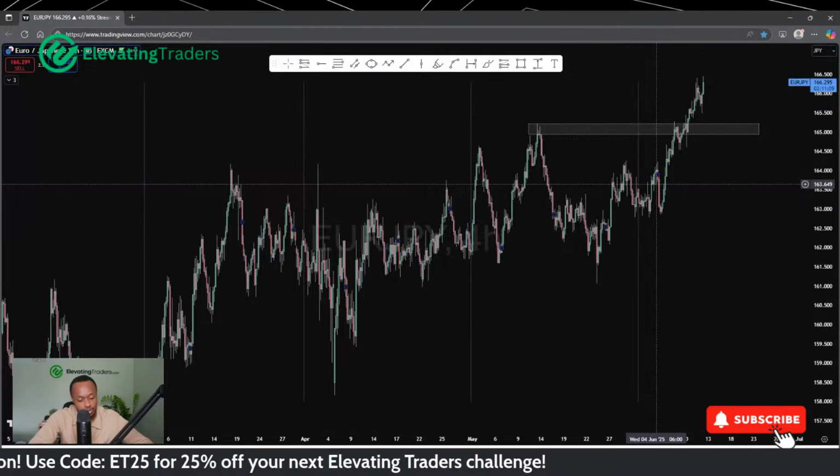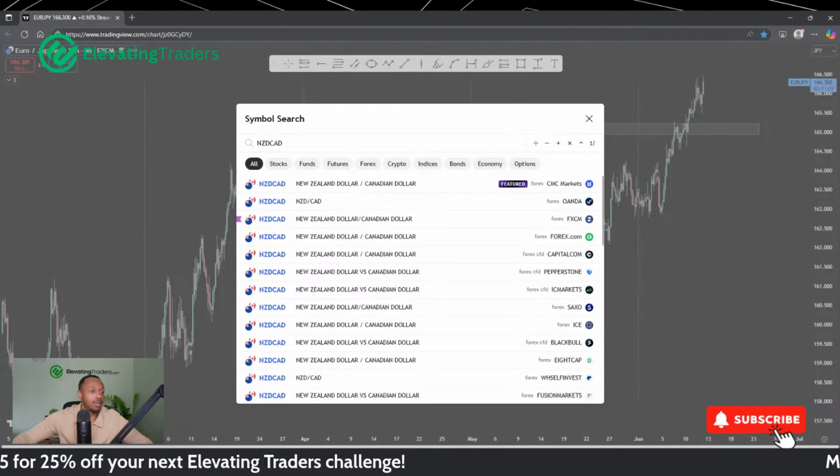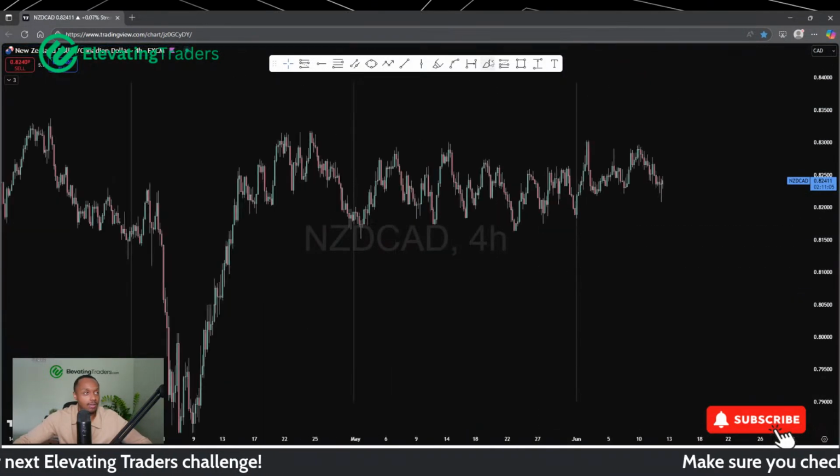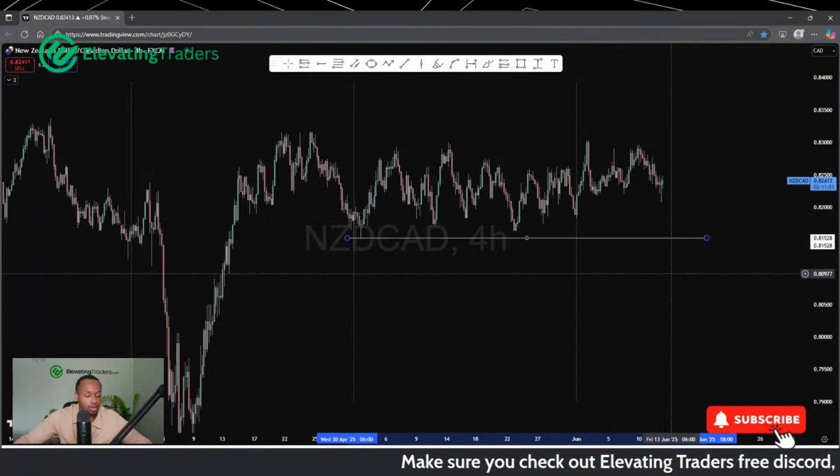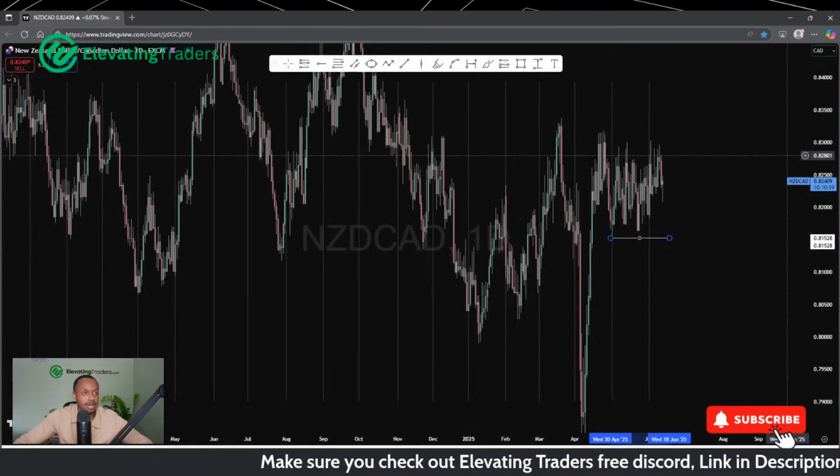In terms of the CAD pairs, I'm still liking New Zealand CAD buys, but it's been forever now, and I'm not too sure if I get an entry. But again, I'm just going to play the waiting game with this one. I like what I'm seeing with New Zealand CAD in the higher time frames.